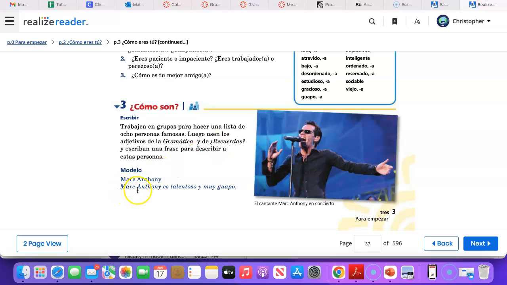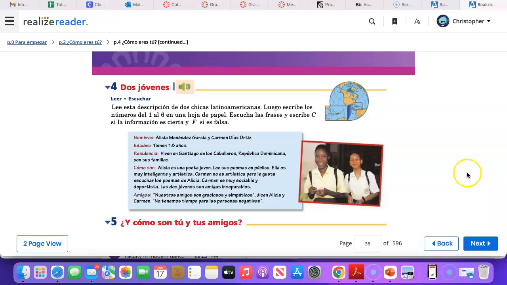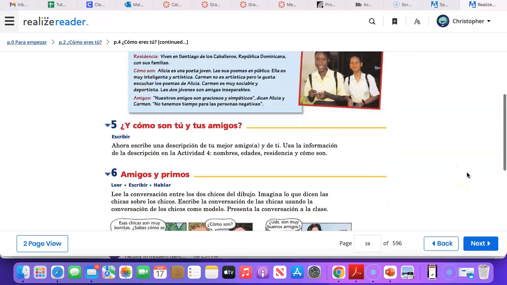And list those 8 people, and then I want you to give 2 adjectives that best describe that person. For example, Mark Anthony es, meaning is, right? Mark Anthony es talentoso y muy guapo. And the muy is optional, right? That just means very. You're exaggerating the meaning of that adjective. So that's exercises 1 through 3. This video is going a little bit longer than I thought, but again, I'm not here, so I want to make sure you guys have everything you need.